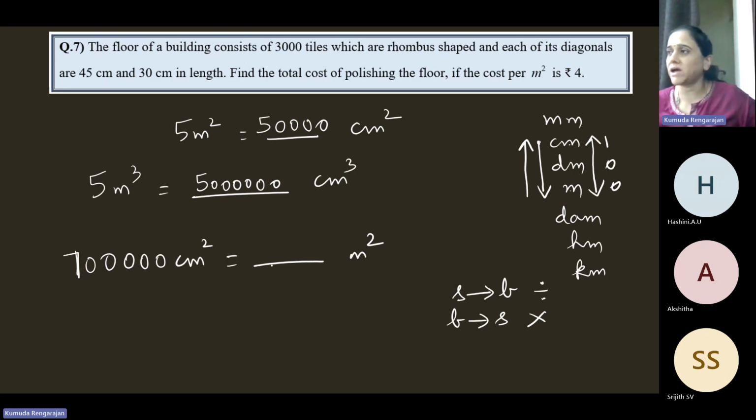Centimeter to meter, you divide by 100. Centimeter square to meter square, if you do that 2 times, divide by 100 2 times.